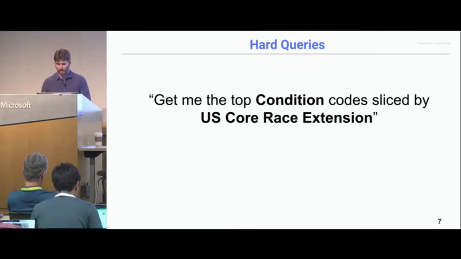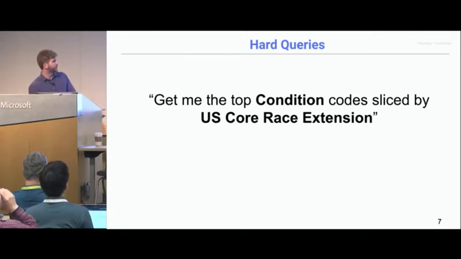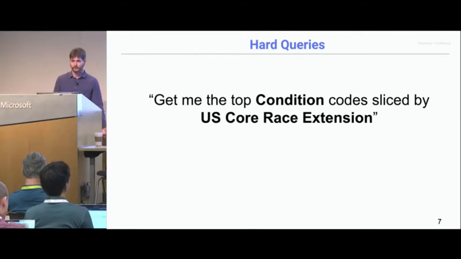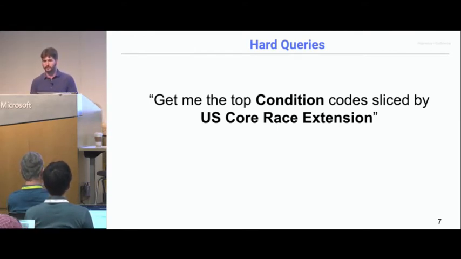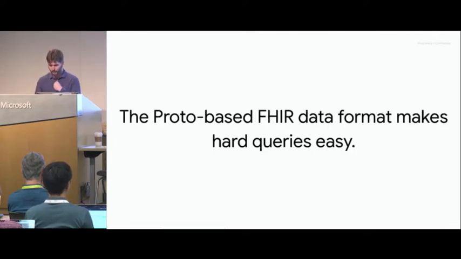Here's another one that's a hard query. Give me the top condition code sliced by US core race. So this is very similar to the one we just did by gender, but because race is not a field, it's an extension, it's a lot harder. So that's the motivation for this talk, is we feel that by using protos, we can take these queries that are otherwise very difficult and make them very easy. So that's going to be the motivation for this talk.